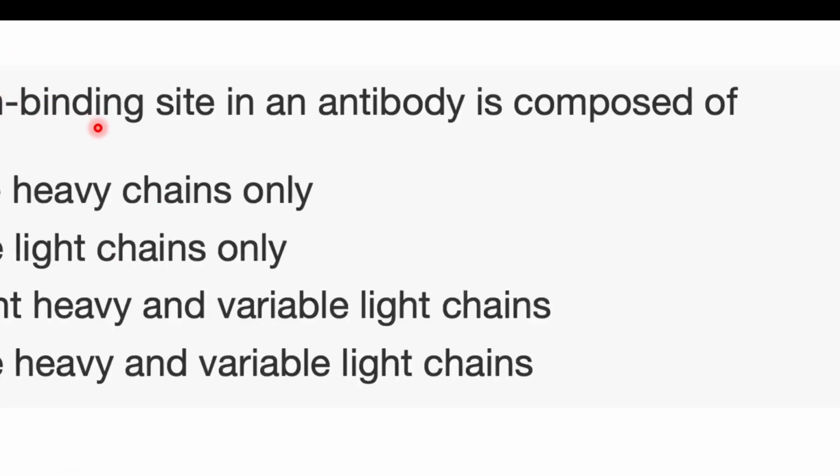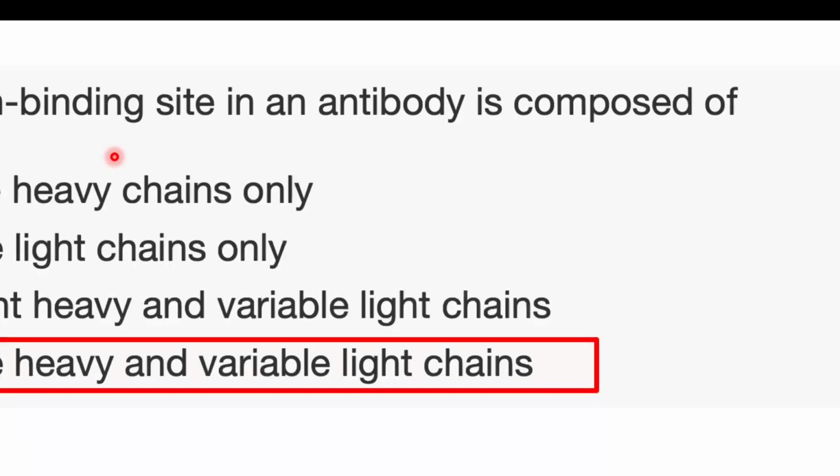So, time to reveal the correct answer to this question. The antigen binding site in an antibody is composed of variable heavy and variable light chains. Option D is the correct answer. The antigen binding site has both variable heavy and light chains.